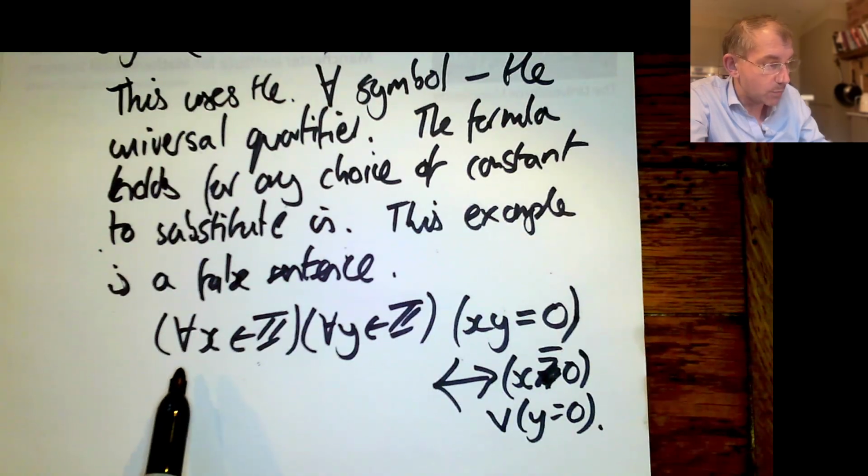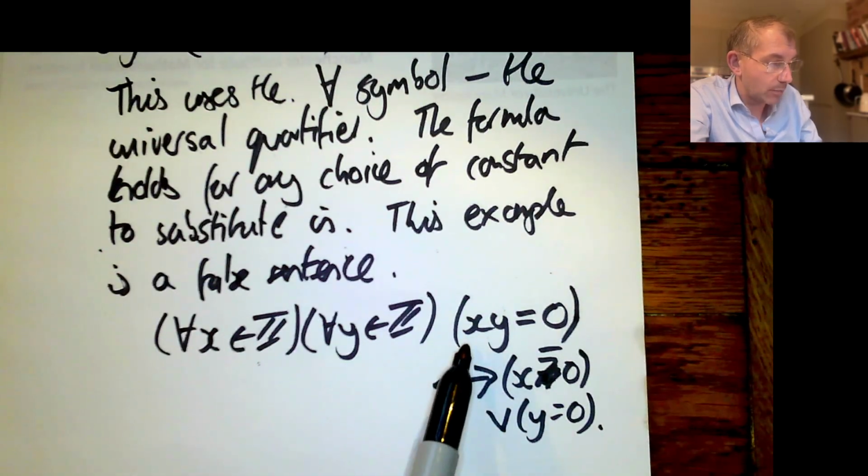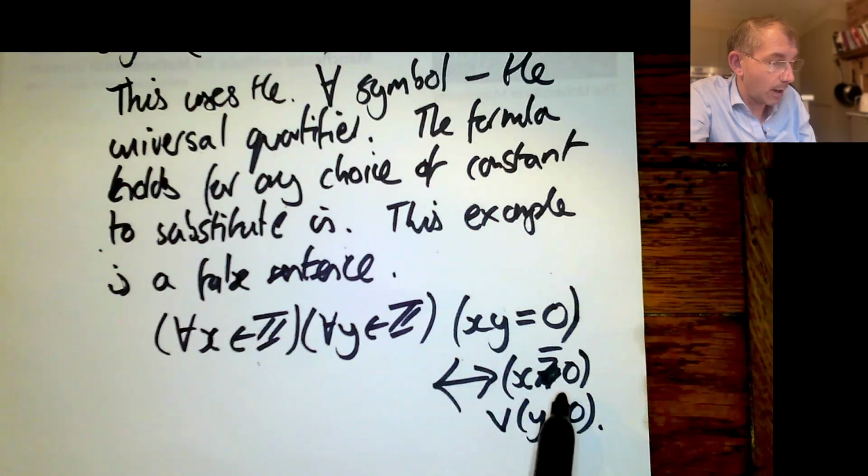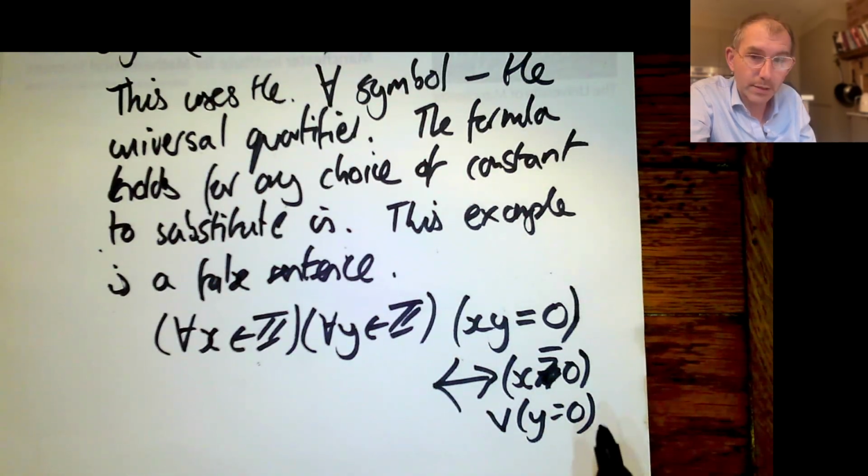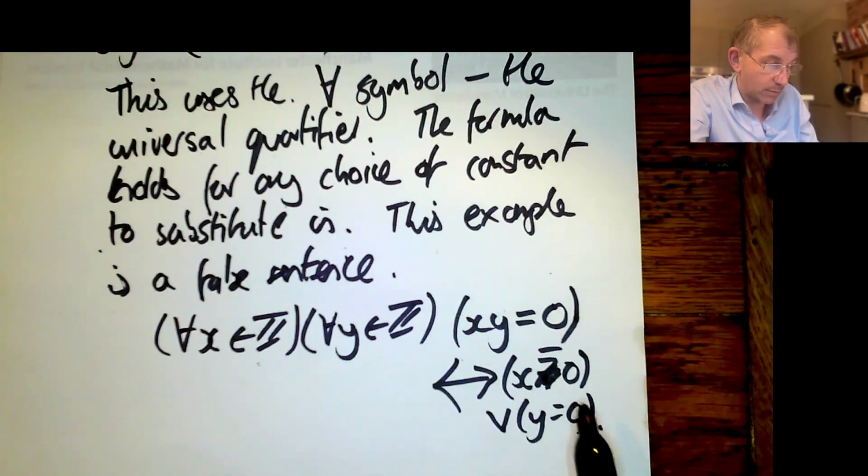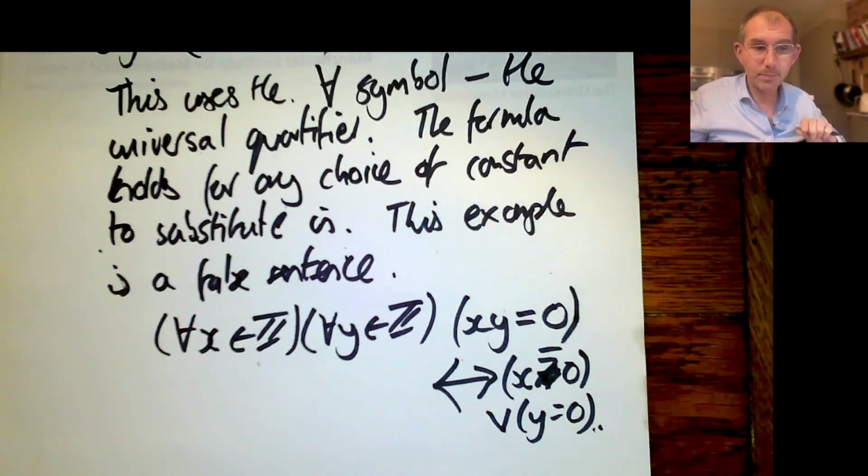So yes, if you plug in any value of x and y, then either you have picked one that is 0, and then this is true, or you haven't picked one that is 0, and then this won't be true. So we'll pick that up and then start talking about how this gives us predicates, and we can use that to define sets in the next video.